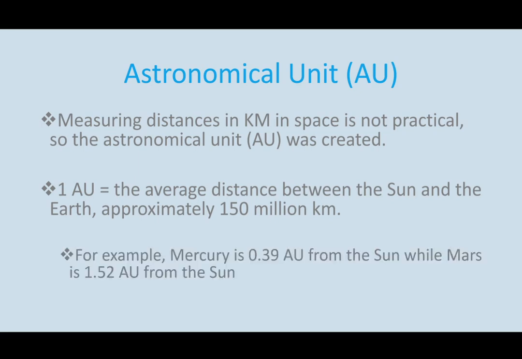For example, Mercury is 0.39 AU from the sun, and Mars is 1.52 AU from the sun. So again, this makes sense, because Mercury is closer to the sun than Earth, and Mars is farther from the sun than Earth.